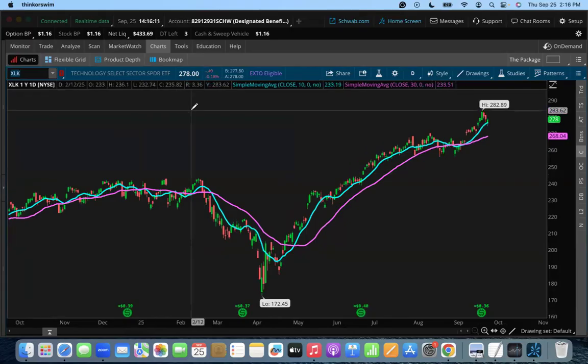You can see the XLK, which tracks only the tech sector of S&P 500 companies, maybe 120 companies are there, or maybe less, I don't know. But this tracks the technology sector of the S&P 500, and we see the same thing. We see a huge uptrend here also, right?